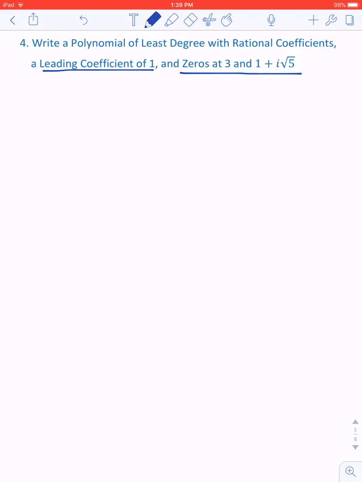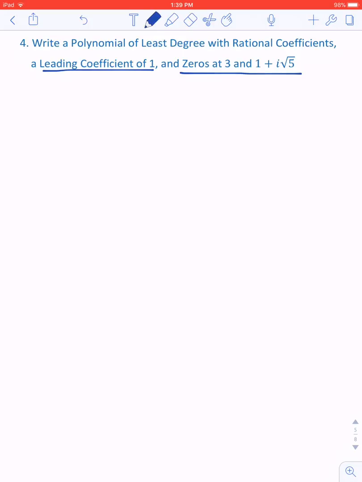Alright, so leading coefficient of 1, something we should see at the very, very end, but also in the beginning. It means we don't have an extra whole number in the front multiplying. There's no additional leading coefficient as a factor that we're multiplying in. So, alright, zeros at 3 and 1 plus i root 5.